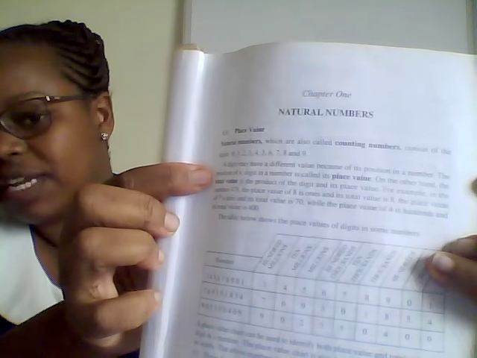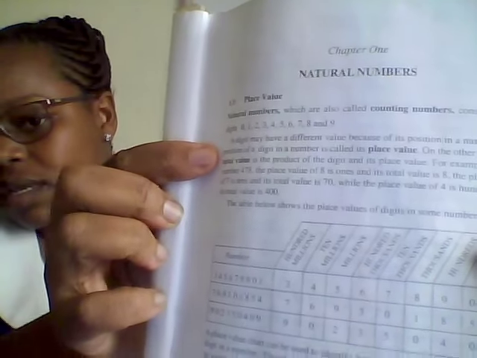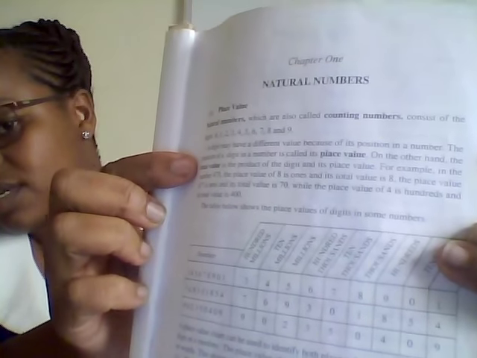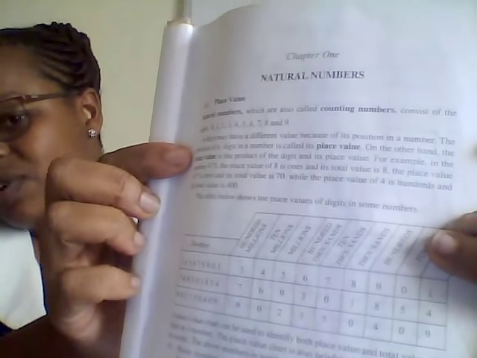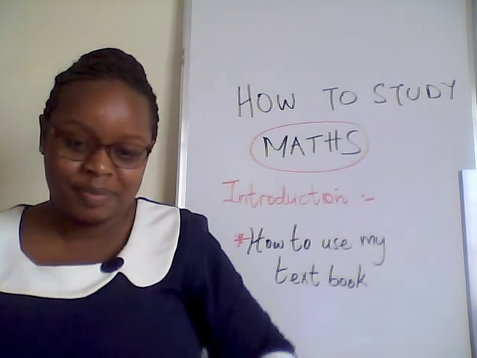Where we have defined a place value. The position of a digit in a number is called place value. Where did we see that in the first place?